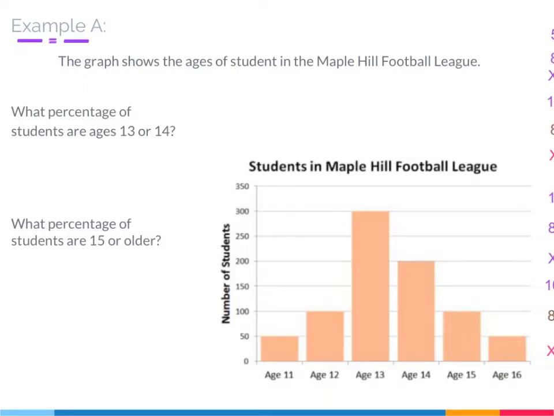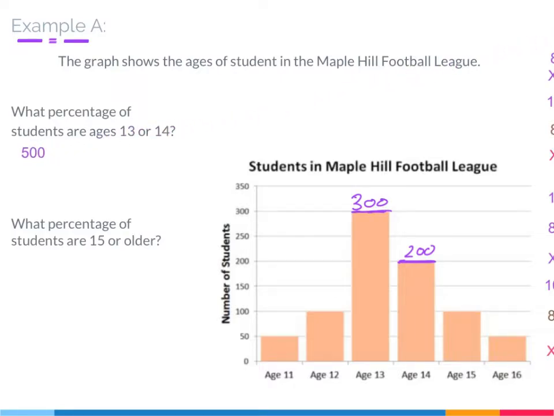So the first thing we've got to figure out is how many students are between the ages of 13 and 14. And I can't just look at one bar. If I look at one bar in my graph, I can see that this bar right here tells me that I have 300 13-year-olds. But I'm not just looking for the number of students who are 13. I'm also looking for the number of students who are 14. So I have to include both the 13-year-olds and the 14-year-old bars. And when I do that, I have 300 students that are 13, and I have 200 students that are 14. So I have to add them together. 300 plus 200 is going to give me 500 students.